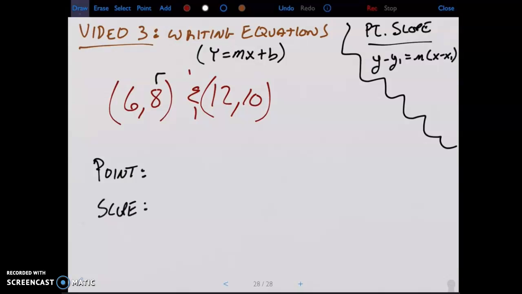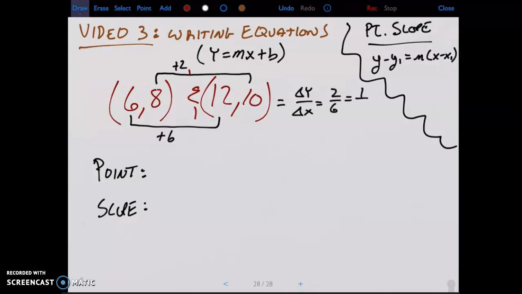So let's find the slope real quick. Change in y over change in x. 8 to 10, we're going up 2, so that's going to be plus 2. 6 to 12, we're going up 6, so that's going to be plus 6. So my slope, delta y over delta x, is going to equal 2 over 6, which can be simplified to 1 over 3. Perfect. So that's my slope, 1/3.